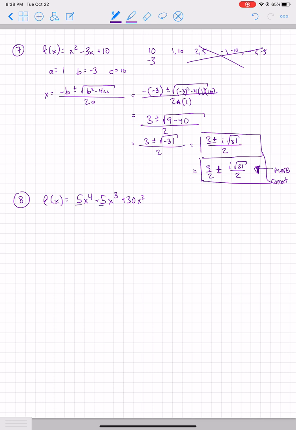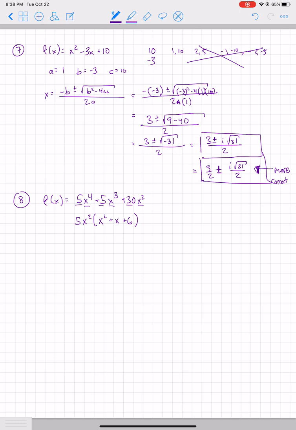I can look at the coefficients. I have 5, 5, and 30. 5 goes into all of that. I can look at the x's and their powers. We have x everywhere, and then we use the smallest power. So if we take 5x squared out of 5x to the power 4, we're just left with x squared. If we take 5x squared out of 5x cubed, we're just left with x to the power of 1. If we take 5x squared out of 30x squared, we're just left with 6.